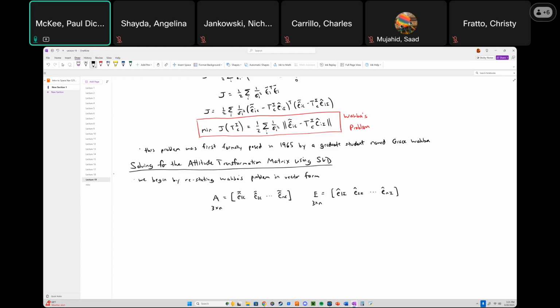We will also define a weighting matrix, and that is W, which is an n by n diagonal matrix with entries 1 over sigma 1 squared all the way to 1 over sigma n squared. And so the new Wahba's problem is going to look like this. The minimum J, and I'm just going to say of T, we know which T we're talking about, is 1/2, and then it is the weighted A matrix minus attitude transformation matrix times the weighted E matrix. And then this is the Frobenius norm, because what we're going to end up with here is a matrix. You can't just say take the norm of a matrix. You have to specify what type here. So I'm going to say this.